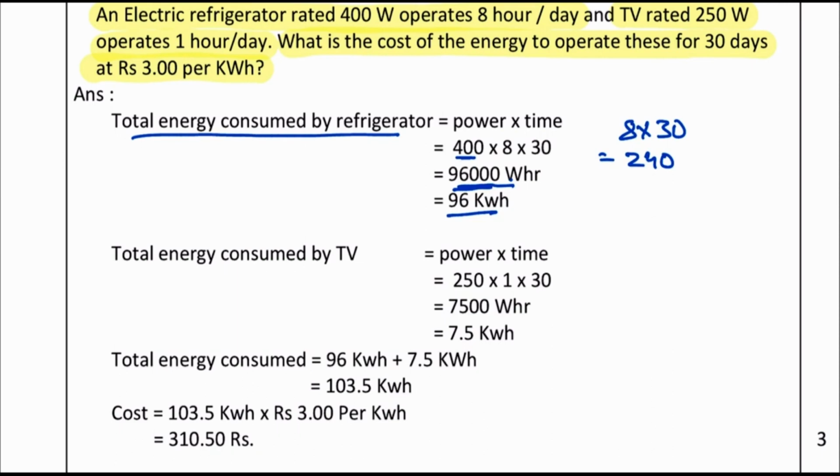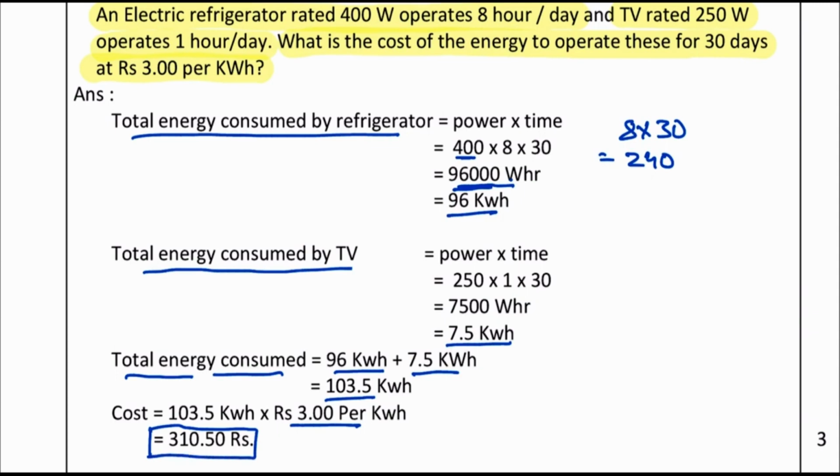And total energy consumed by the TV is also the same formula. 25 into 3 is 75. This is also the same formula, and the answer will be 7.5 kWh. Total energy consumed is 96 plus 7.5 kWh, and the answer is 103.5 kWh. And the cost is, we need to multiply with 3. We get the answer 310.50 rupees.